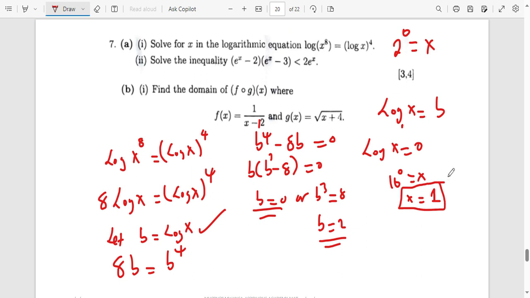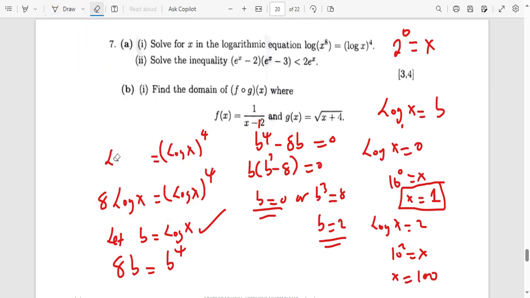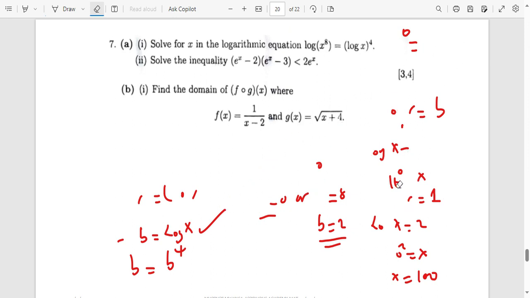That is one solution. And then for the other one, when b is equal to 2, log of x is equal to 2, meaning that 10 to the power 2 is equal to x, meaning that your x is equal to 100. So these are the two possible values of x. For b, find the domain of f of g of x, where you've been given f like that and also g.